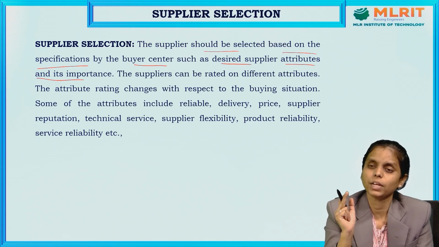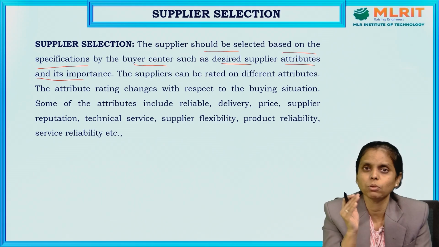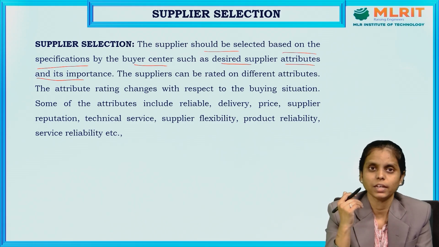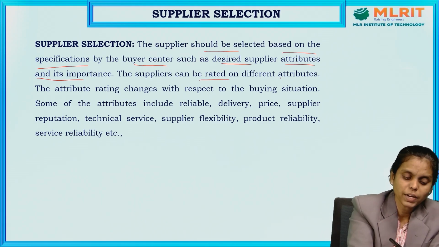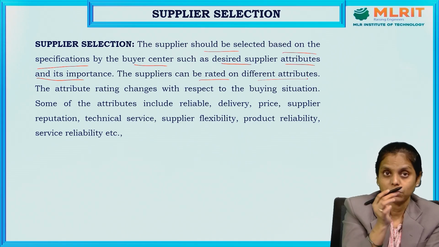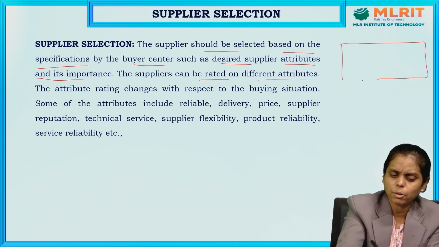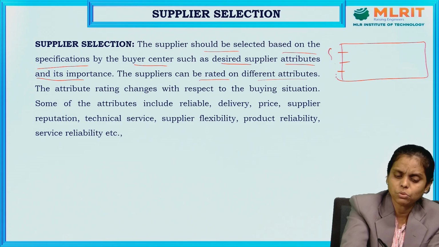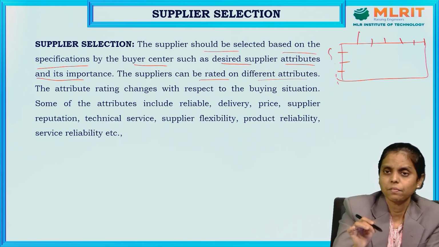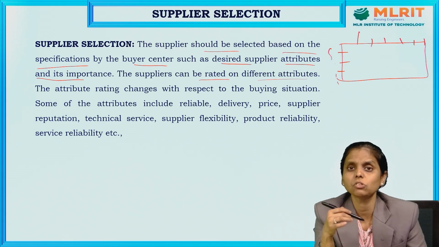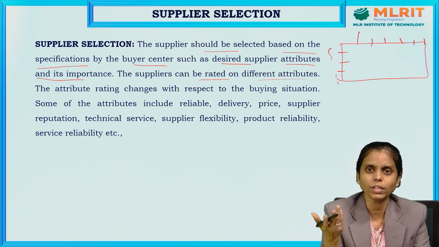What kind of material they are supplying, all these elements will be considered here before selecting a supplier. The supplier can be rated on different attributes. Now, what are those attributes? A type of matrix will be prepared here. Like supplier 1, 2, 3, 4, we will take the different attributes. Whoever has more weightage, definitely we will go with certain suppliers.